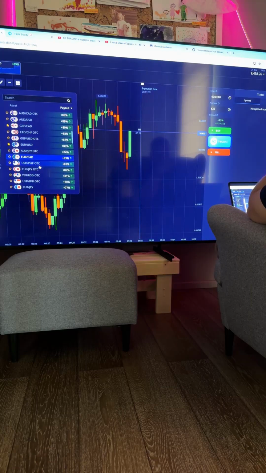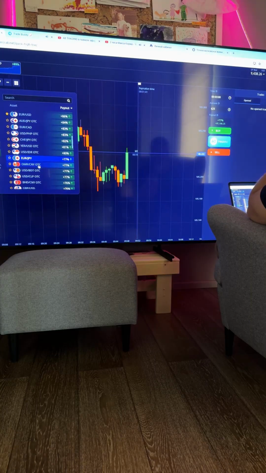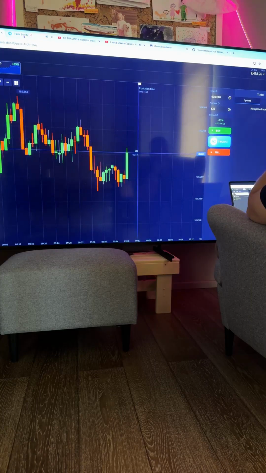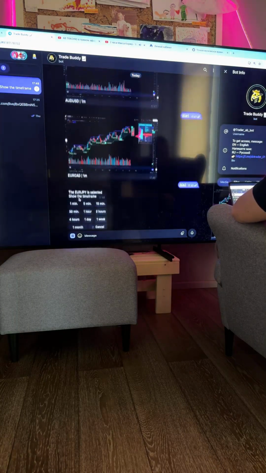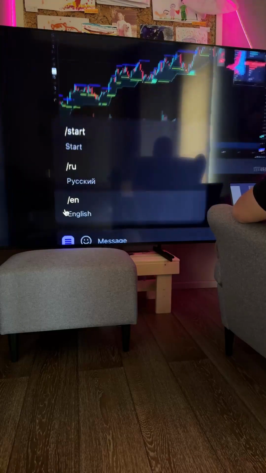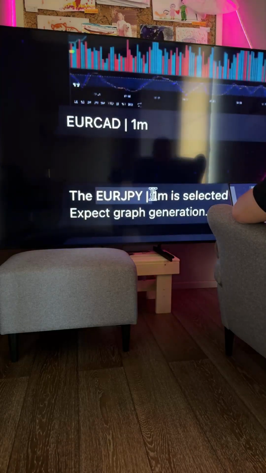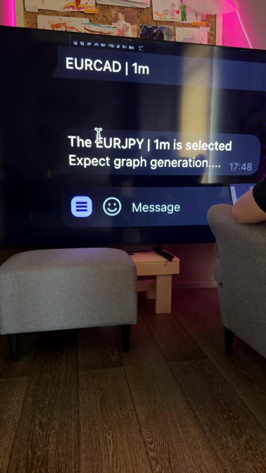Right now, I would really like to find a forecast that is very good. For example, euro Japanese yen, so that it's really strong. If the future movement of the chart shows us that we need to go up, we'll go up. Currency pair euro Japanese yen, euro US dollar, euro Japanese yen. We wait.